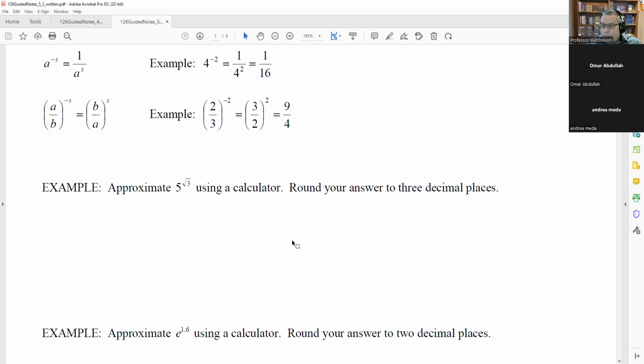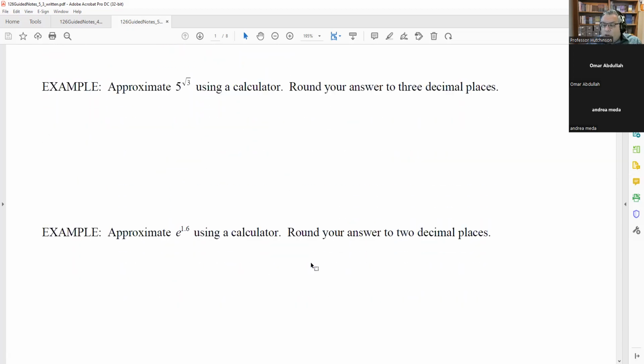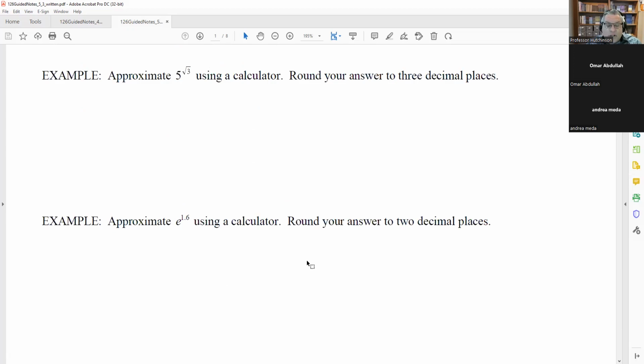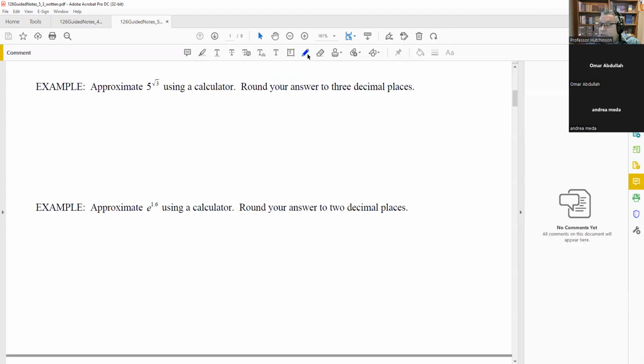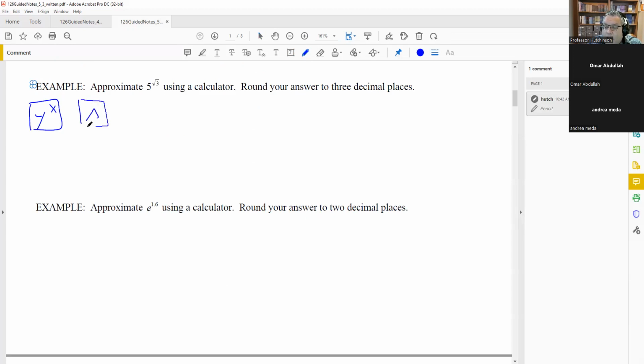So the first example we're going to come to here is approximating this by using a calculator. Now, you should have a calculator in this class that has an exponent key on it. The exponent key depends on what calculator you actually have, but you might have a y to the x button, you might have a caret key like this, you might have an x to the y, something like that.